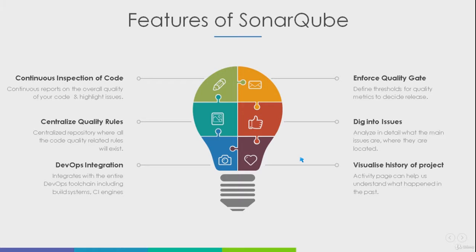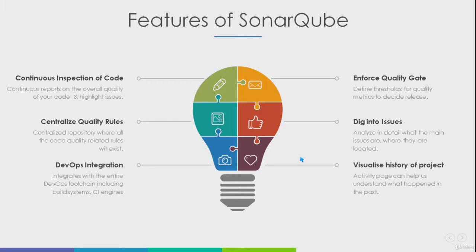Dig into issues. The issues page of a project gives you full power to analyze in detail what the main issues are, where they are located, when they were added to your code base, and who originally introduced them. Visualize the history of a project. The activity page can help you dig into details of the history of a project very easily and precisely to better understand what happened in the past.